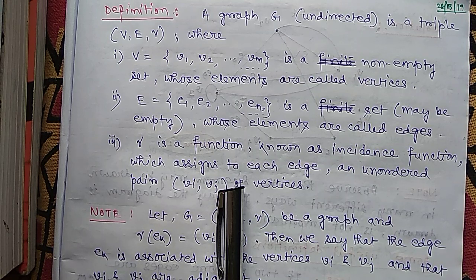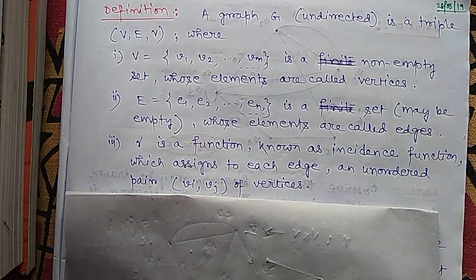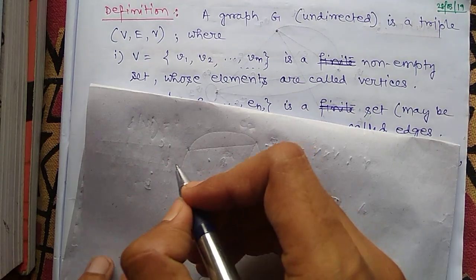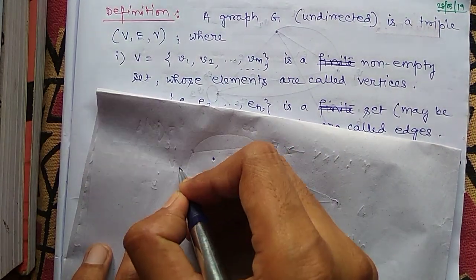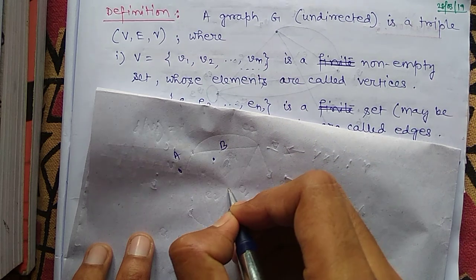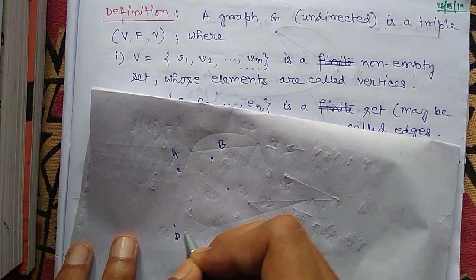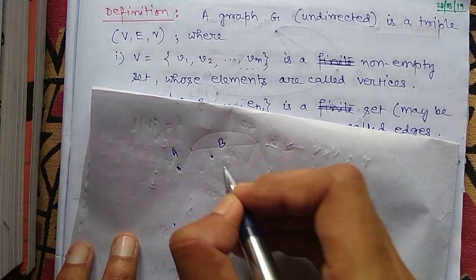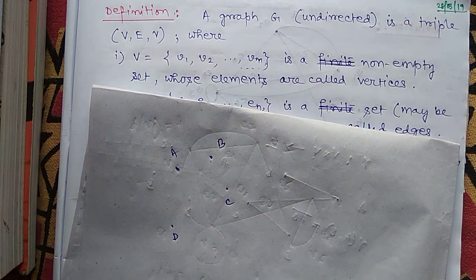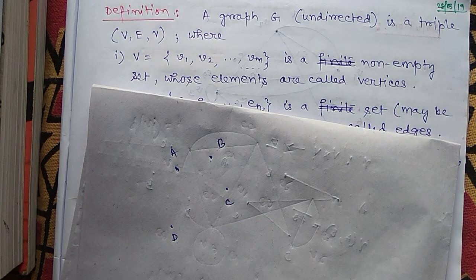Suppose 4 dots A, B, C and D represent 4 people, with lines joining a pair of dots if the 2 people know each other.